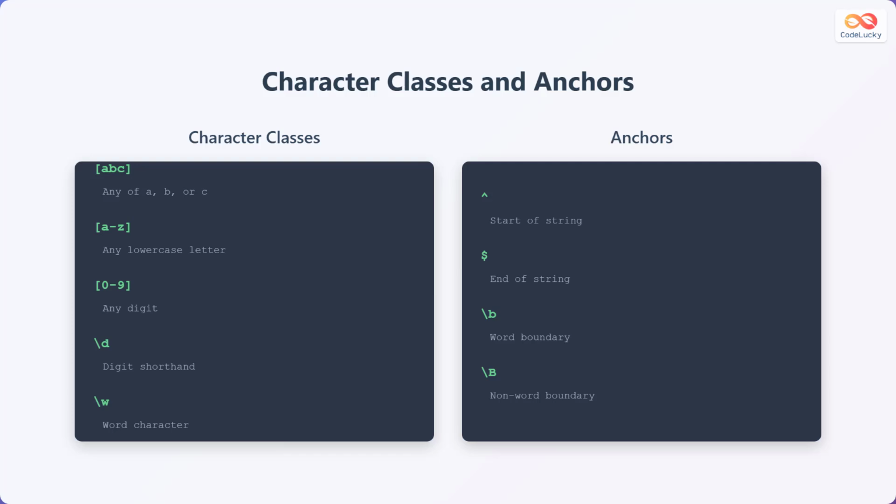Now let's look at anchors. The caret symbol matches the start of a string. The dollar symbol matches the end of a string. \b matches a word boundary, like the start or end of a word. \B matches a non-word boundary.